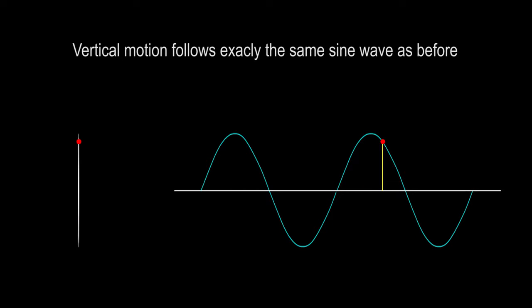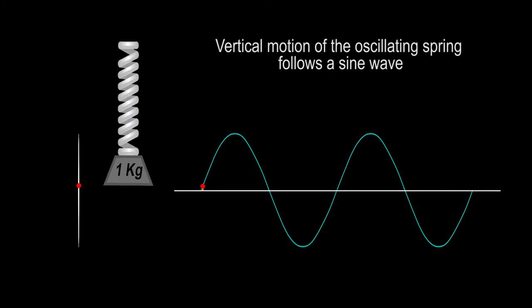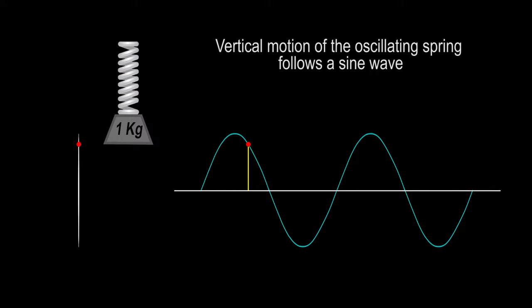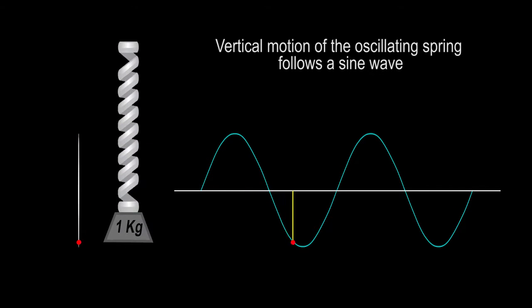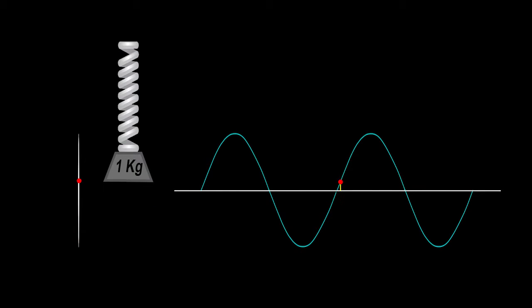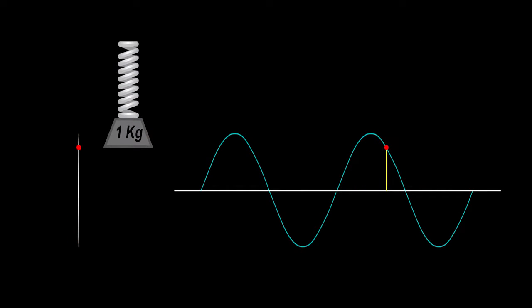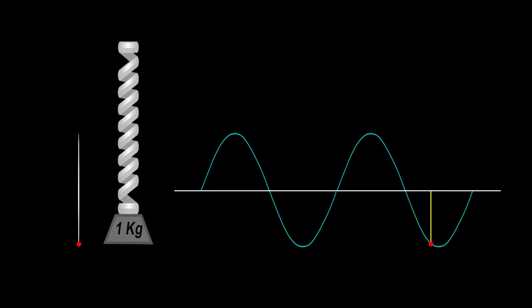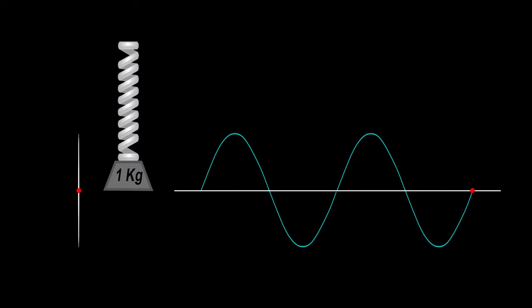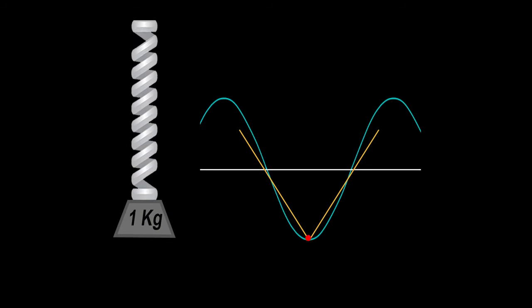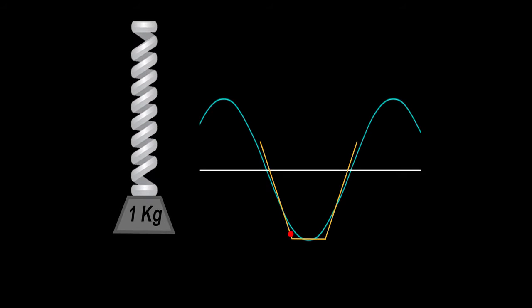This vertical motion we're seeing here is an exact representation of the motion of an oscillating spring. An object suspended on a spring will oscillate following an exact sine wave. Notice how the object gradually decelerates and then accelerates in the opposite direction in a smooth way, instead of changing direction suddenly or pausing before it changes direction.